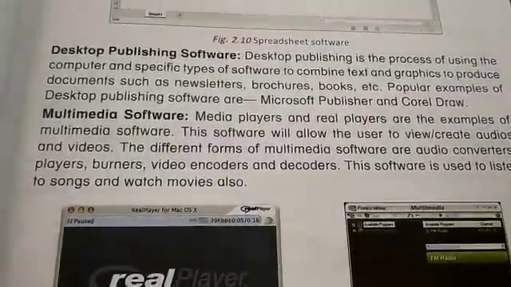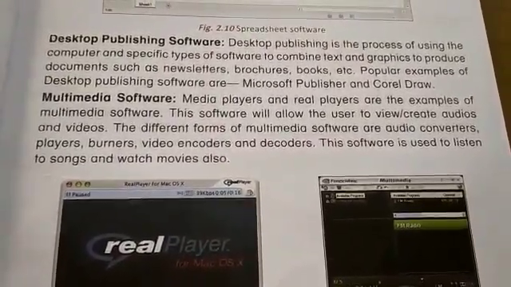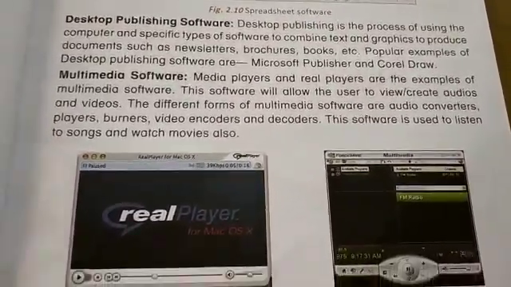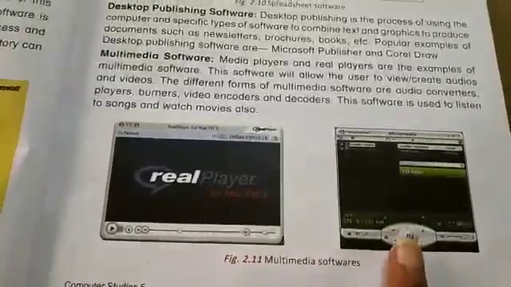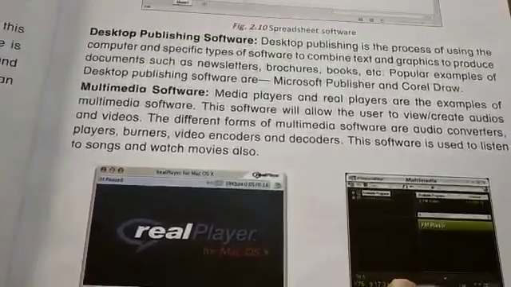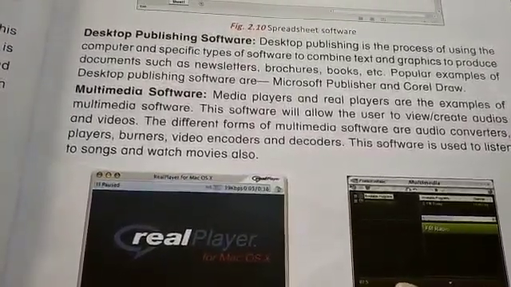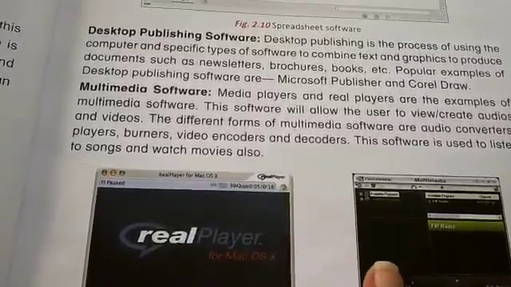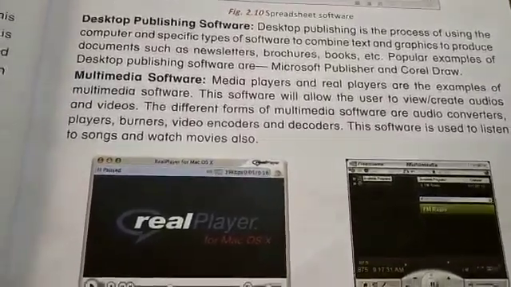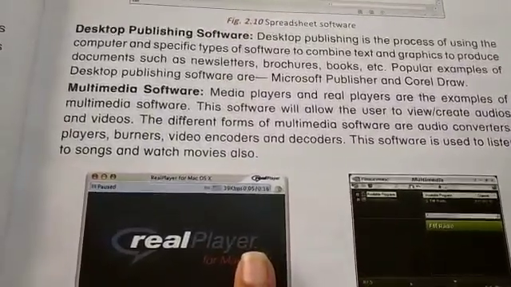Now come to the next one, that is multimedia software. Media Player and RealPlayer are examples of multimedia software. These are the players which you will find in your computers, desktops or laptops. This software allows the user to view and create audios and videos. If you have this, then you can easily watch movies, listen to music, and play games. All these things you can do in multimedia software.